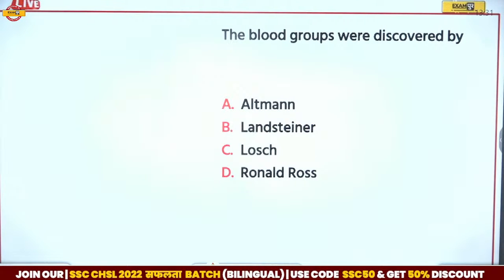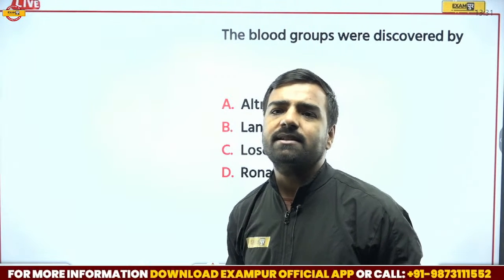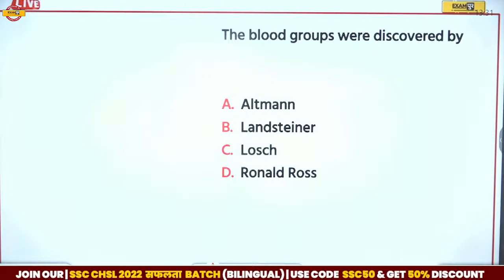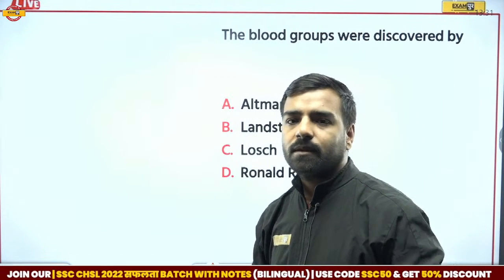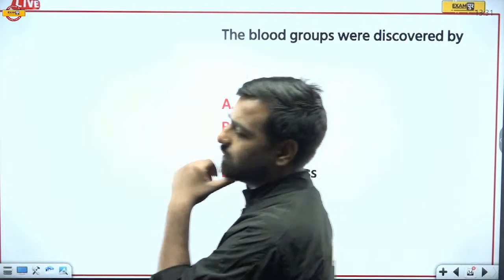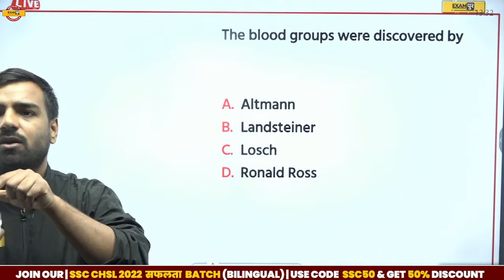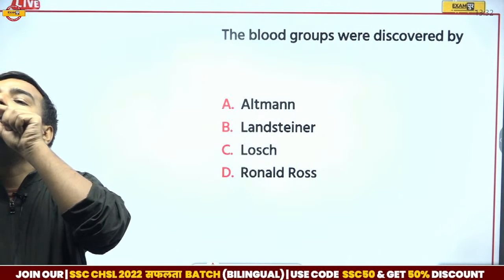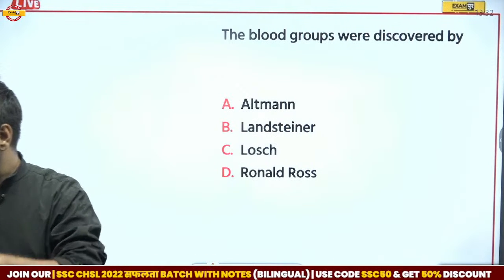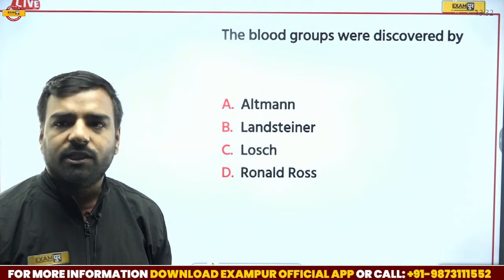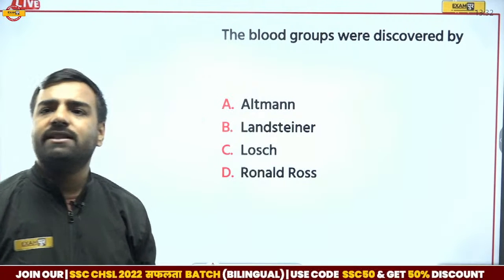Next we have, blood groups were discovered by whom? Was it Altman, Landsteiner, Losch or Ronald Ross? What do you think? Answer please. Jagdishan is going with Landsteiner. Kirti, are you also going with the same answer?